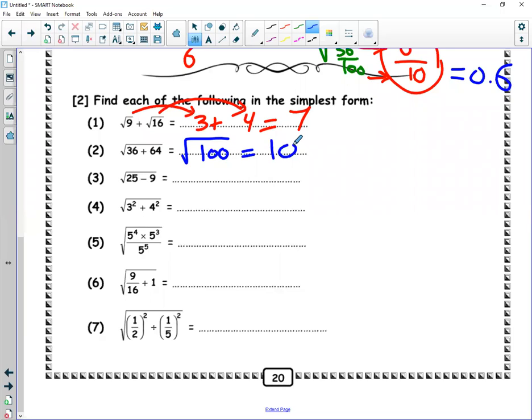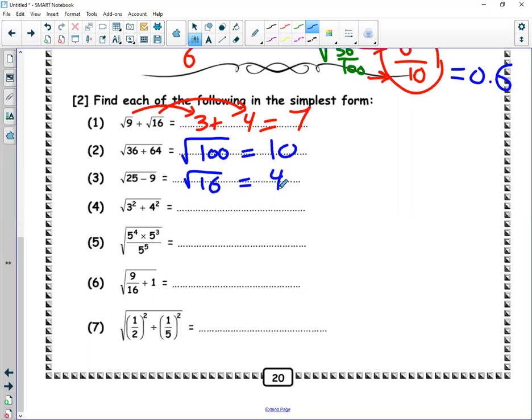We'll find the value of 25 minus 9, which equals 16. Root 16 equals 4. So the answer of the root of 25 minus 9 equals root 16, which equals 4.